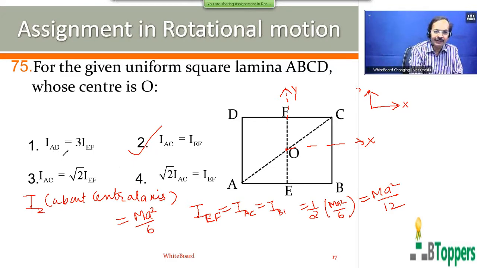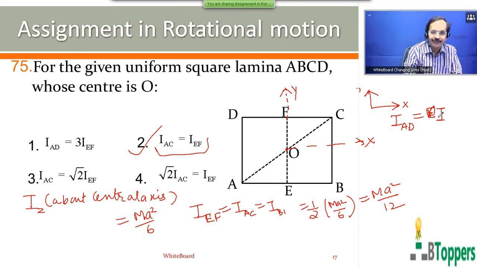Of course, you need not find whether the moment of inertia about AD is 3 times, because you are already familiar with this conclusion. But still, if you are interested to find the moment of inertia about the axis AD, that is not a difficult thing. You can apply parallel axis theorem. Moment of inertia about the axis AD is equal to moment of inertia about the parallel axis passing through center of mass, that is moment of inertia about the axis EF, plus m h square. h is the perpendicular distance between AD and EF, that is equal to half of the length of each edge of the square lamina, if a is the length of each edge.